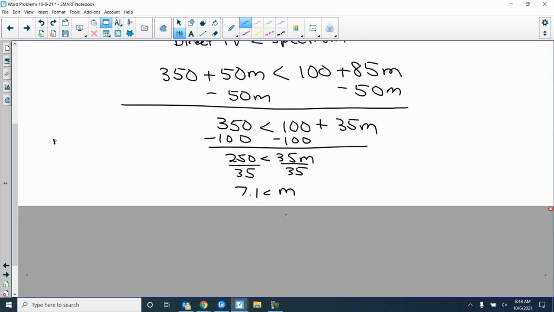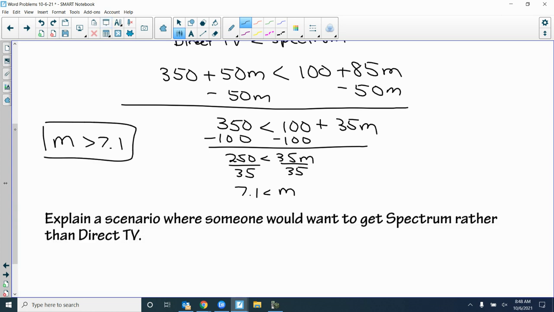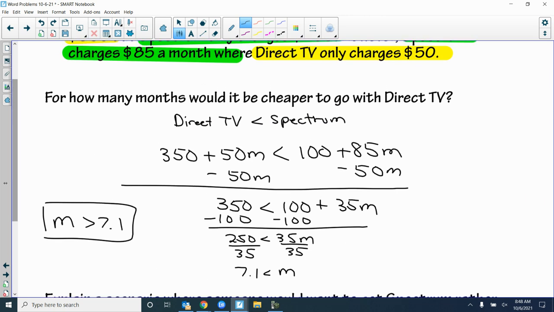Now I'm going to rewrite this as M is greater than 7.1. Now I got to answer this question here before I get down to this last one. And this is where a few of you, we got to be careful on your answers from the test. For how many months would it be cheaper to go with DirecTV? Ava? It would be cheaper to go with DirecTV for more than 8 months.